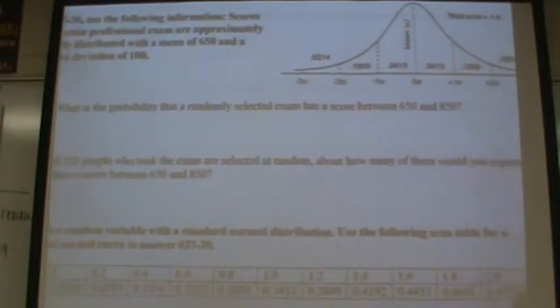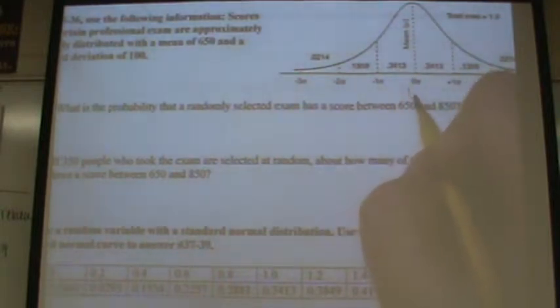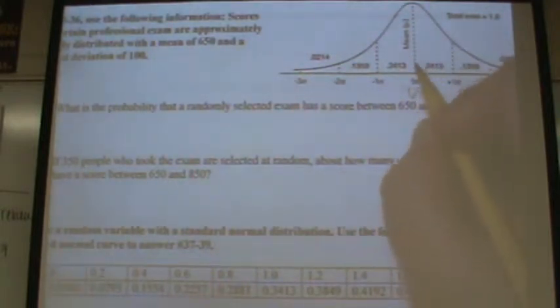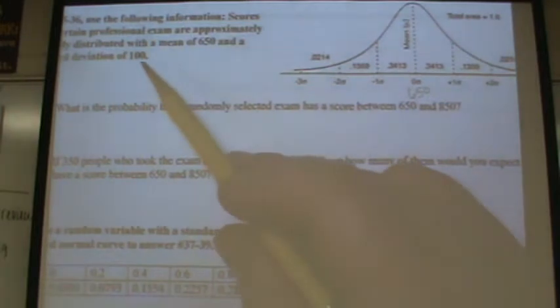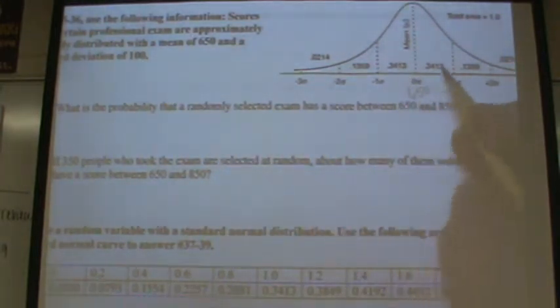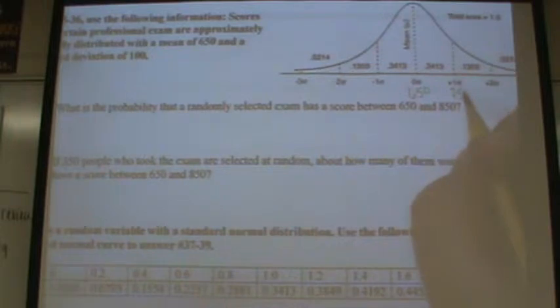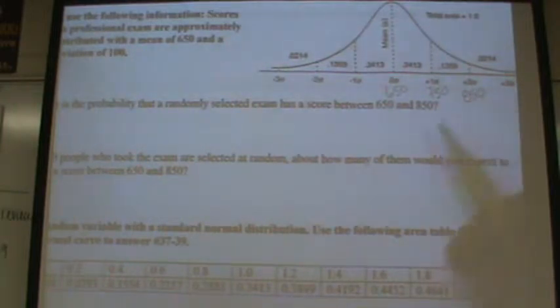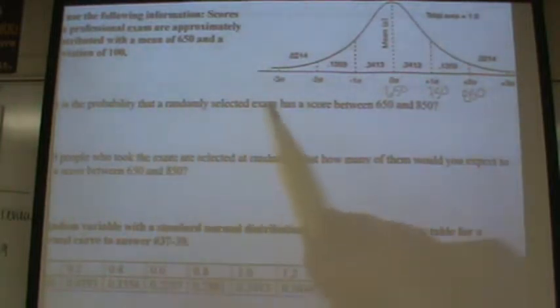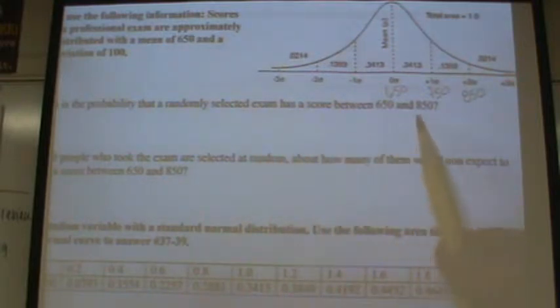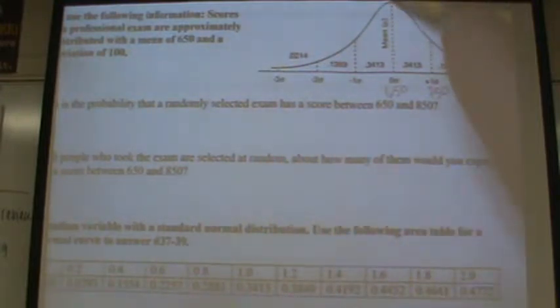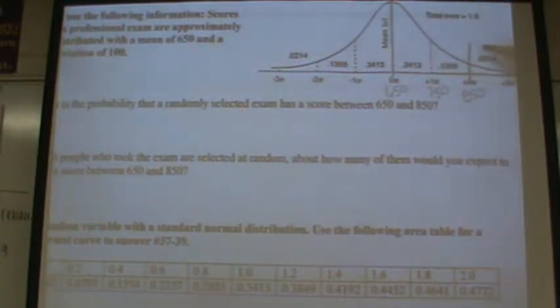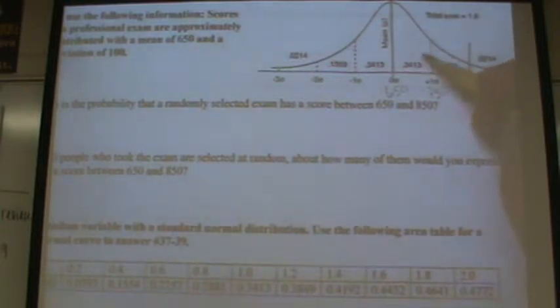So we're told that the mean is 650. So on our chart, this is 650, right at our mean. And our standard deviation is 100. So we add 100, is 750 at one standard deviation. At two standard deviations, we're at 850. So we want to find the probability that a randomly selected exam has a score between 650 and 850. So that's between our mean and the second deviation. So we're looking for this area.